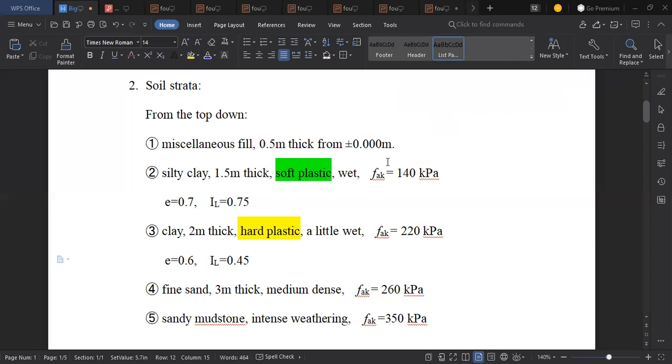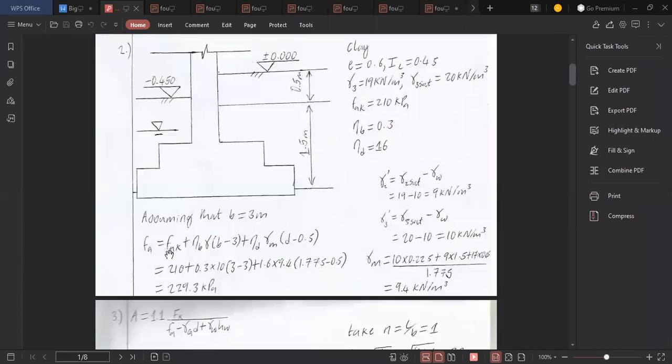So now at that point you've got your values for calculating FA. We said FAK has been given to us as 220 if you choose the second layer. Then NB is 0.3. Gamma at the bottom is 20 minus 10. B, we've assumed, or we said let B be 3, minus 3 there, plus ND 1.6. Gamma M will come from that calculation. I think I found something like 14.